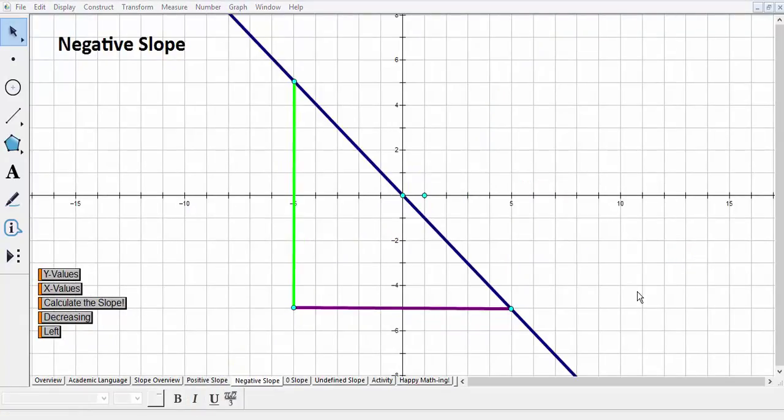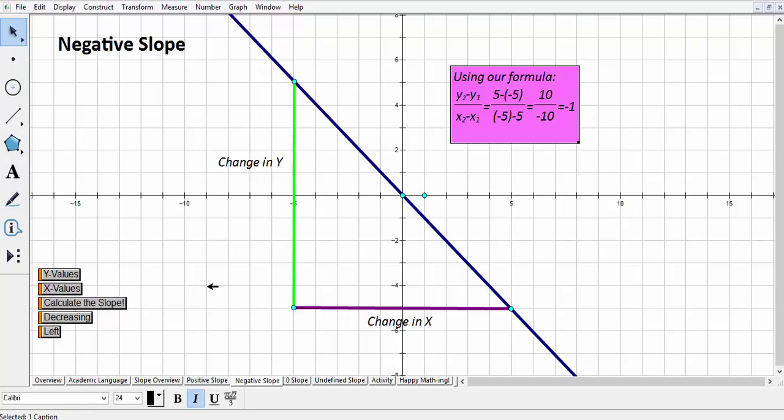Now we're going to look at the negative slope. We've already constructed a line and the lines that show us the y values here and the x values here. So just like in the last slide, we're going to calculate the slope. And we can see here that our y values go from left to right, from positive 5 to negative 5. And our x values go from negative 5 to positive 5. This gives us a slope of negative 1.